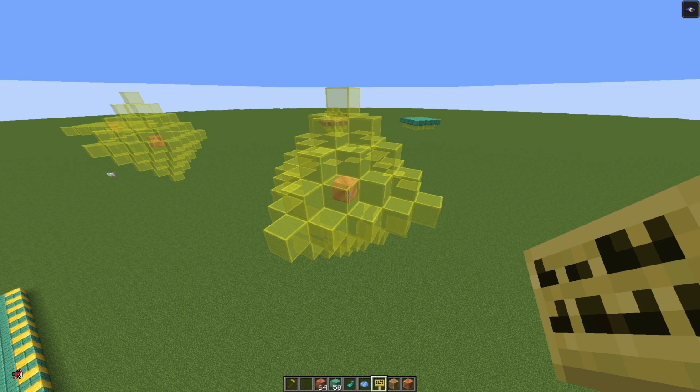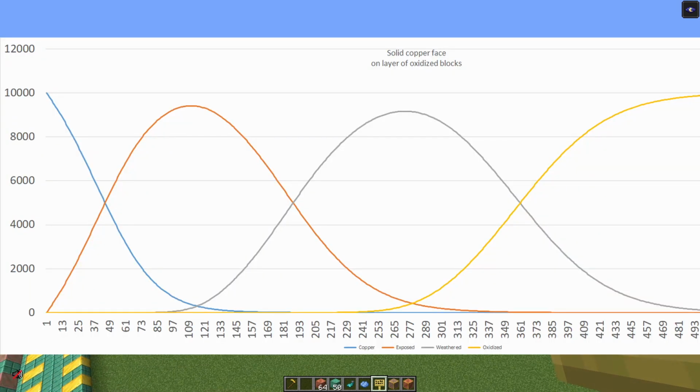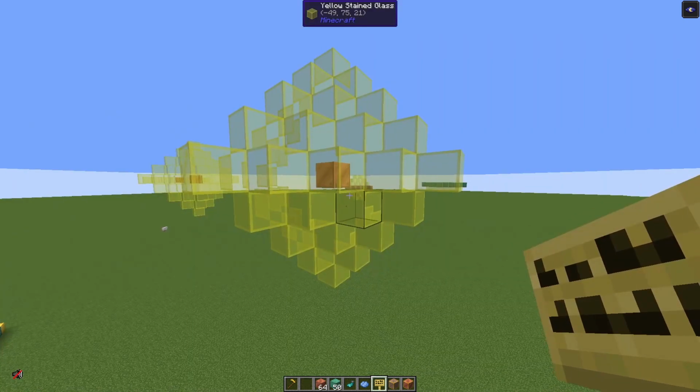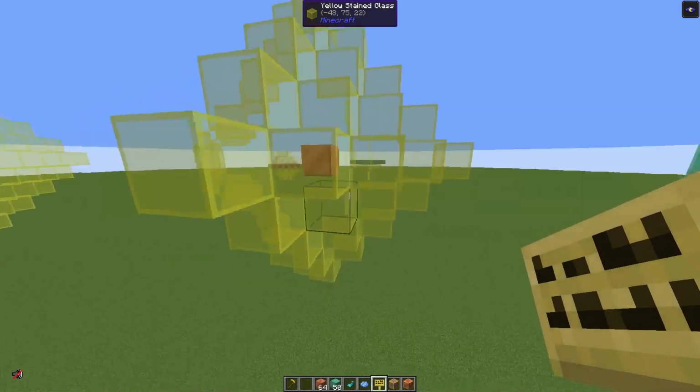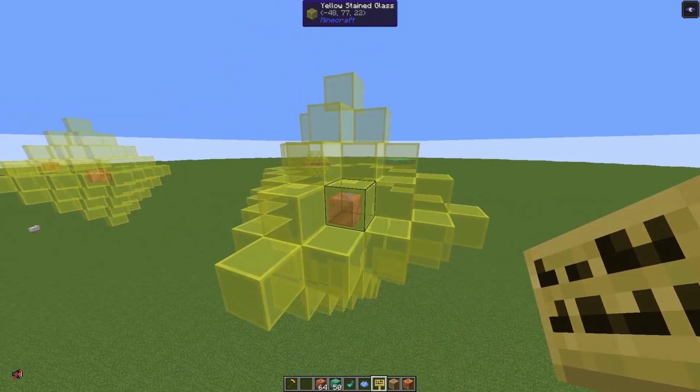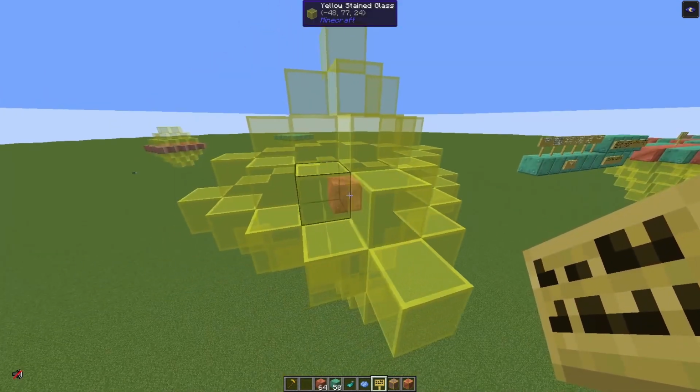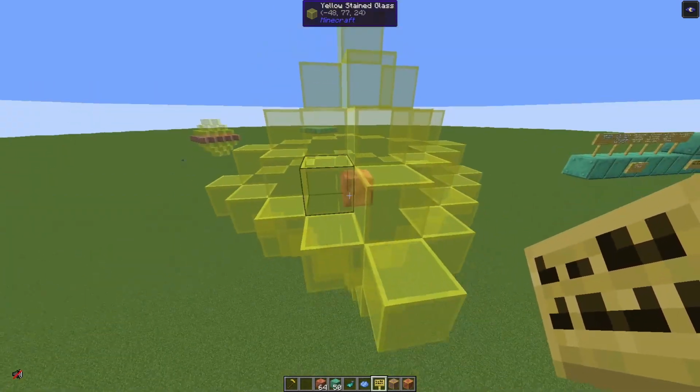So let's do a tiny bit of maths. The goal is really to produce charts like this, where you can see at which time most of the copper blocks are in which state. So again, by vicinity, I mean the blocks that have a distance of 4 in this taxicab metric. In this case, the vicinity of this copper block in the middle would be all the yellow glass blocks here.